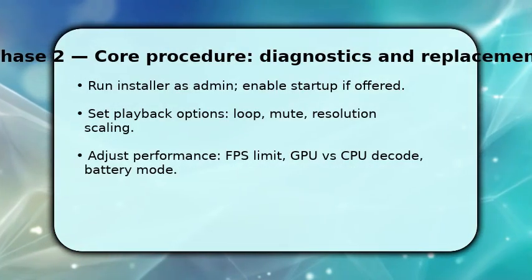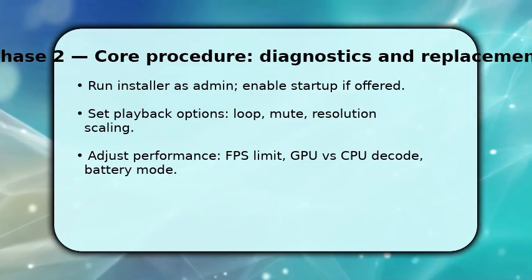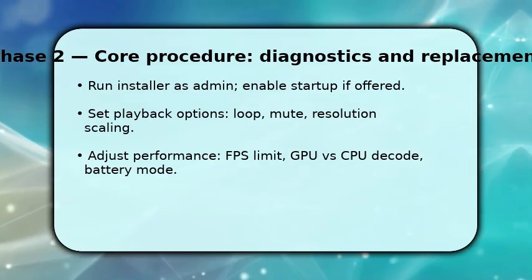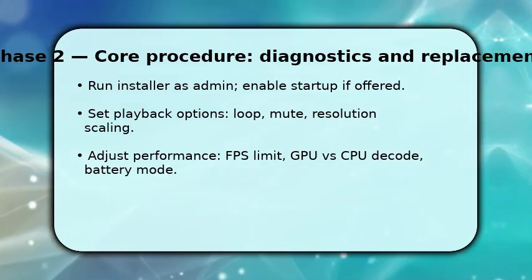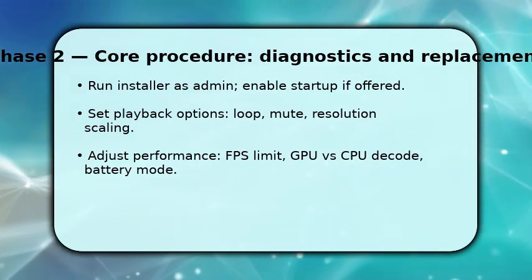You now install and configure playback. This step shapes both appearance and system load. Install as administrator, then enable startup so the background persists after reboot. Next, open the app settings and choose loop, mute, and resolution scaling.